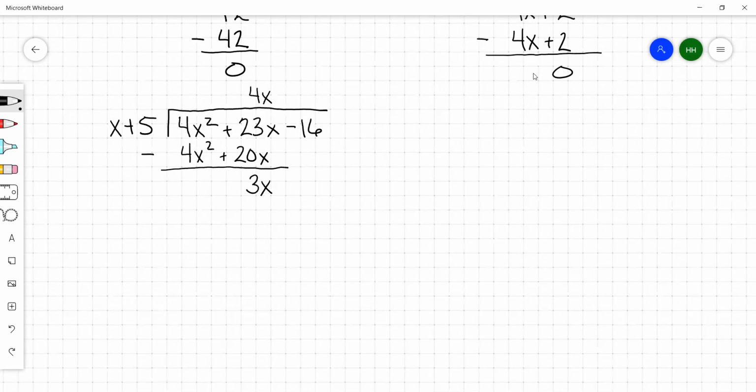Going to bring down this negative 16. Going to divide x into 3x. X goes into 3x positive 3 times.